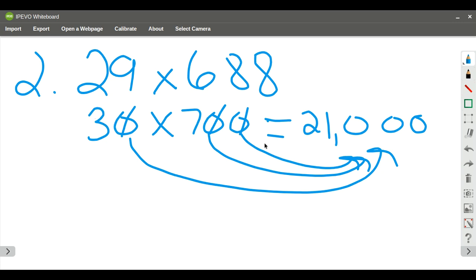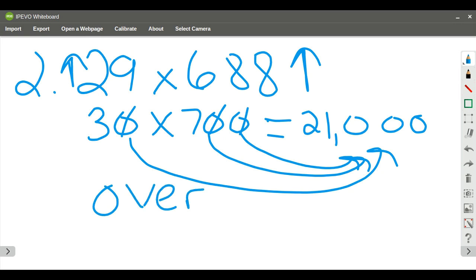Notice I showed my thinking. I showed what I am estimating. So I have 21,000. And now I need to decide if it's going to be an overestimate or an underestimate. Well, here I rounded up. And here I rounded up. Very clear that this is going to be an overestimate.